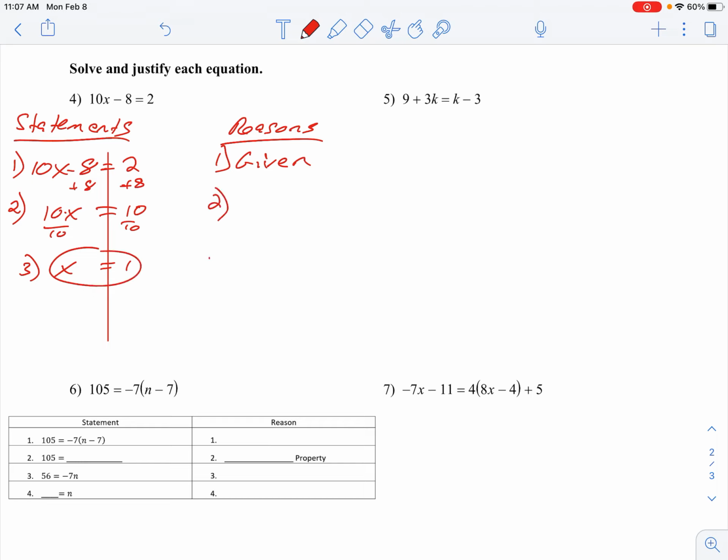Now, as I went through and solved that, because I had 3 steps on the left, I need to have 3 steps on the right. So as we went through each operation there, the inverse operation, let's write that down. To go from step 1 to 2, I added 8. So we call that the addition property of equality. And then we came around and we divided by 10. So that's called the division property of equality.